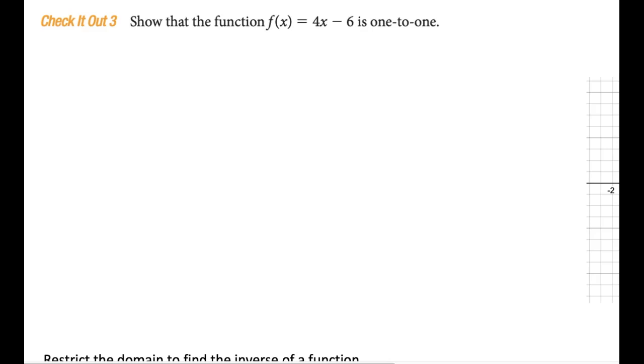Okay, now it is your turn. I want you to show that the function 4x minus 6 is one-to-one. And what I want you to do here is graph this. And then I want you to explain in the Edpuzzle why you believe it is one-to-one. What about this graph or this function lets you say it's one-to-one, given the definition that I just gave you?